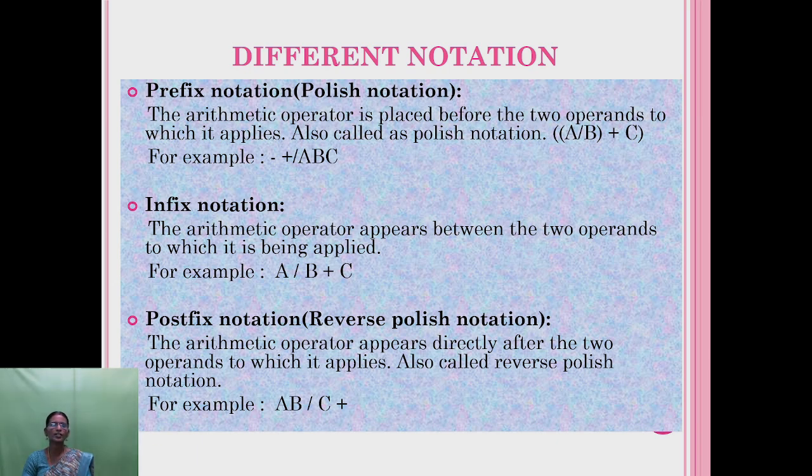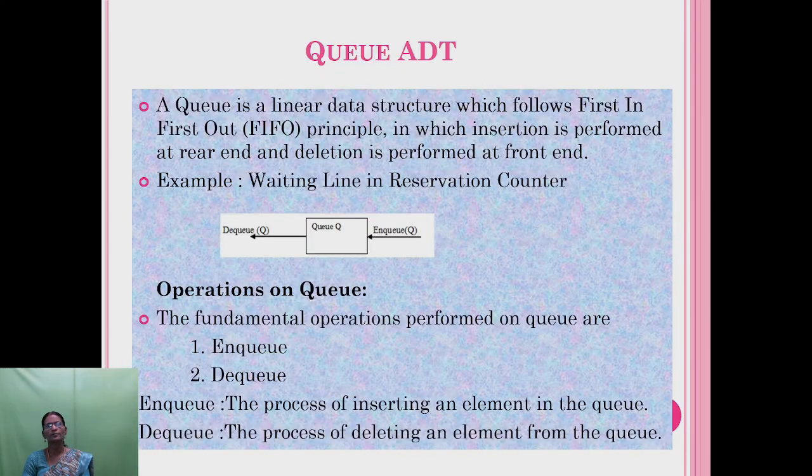Just see, a slash b. That means what? A b slash, this you write. And then plus c means what? Then c is written, after that the plus is placed. Likewise we do this. These are the different notations.